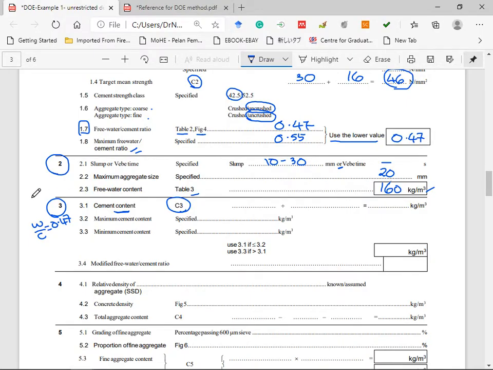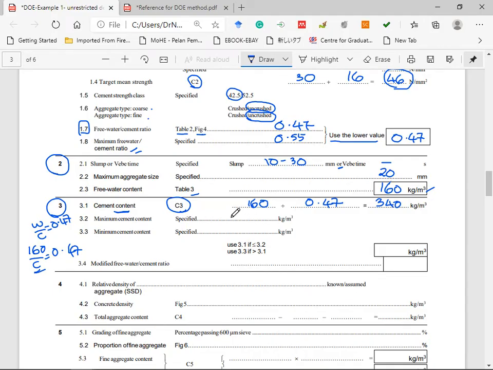The free water content is 160 here, meaning 160 divided by C equals 0.47. Thus 160 is divided by 0.47, then we get C. And our C here is around 340 kilograms per meter cube.